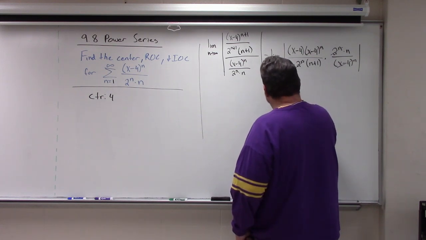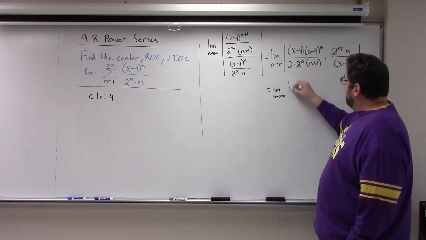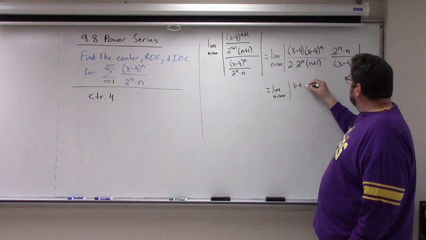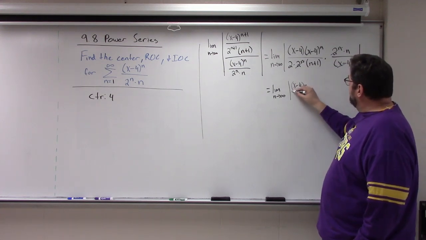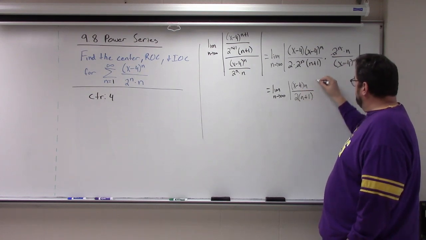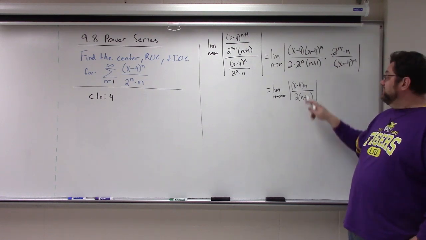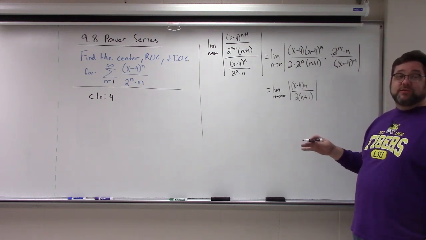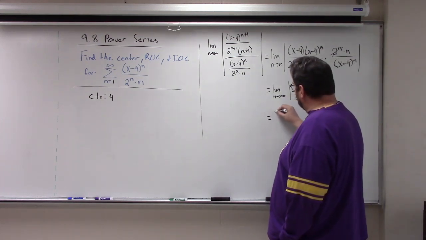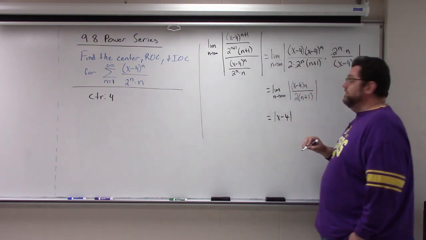And what am I left with? Well, I'm left with the limit as n heads to infinity of the absolute value of x minus 4 times n over 2 times n plus 1. All right, so that cleaned up a lot. Since this x minus 4 has absolutely no n in it, I can take it outside of the limit. It's still inside of absolute values, though.